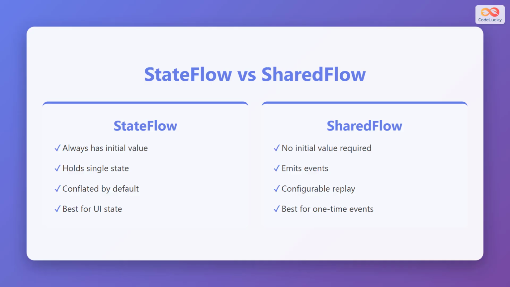Understanding when to use StateFlow versus SharedFlow is important. StateFlow always requires an initial value and holds a single state, making it perfect for representing UI state. It is conflated by default, so slow collectors won't slow down the producer. SharedFlow, on the other hand, does not require an initial value and is designed for emitting discrete events. It offers configurable replay behavior and is best suited for one-time events like navigation or showing toast messages.